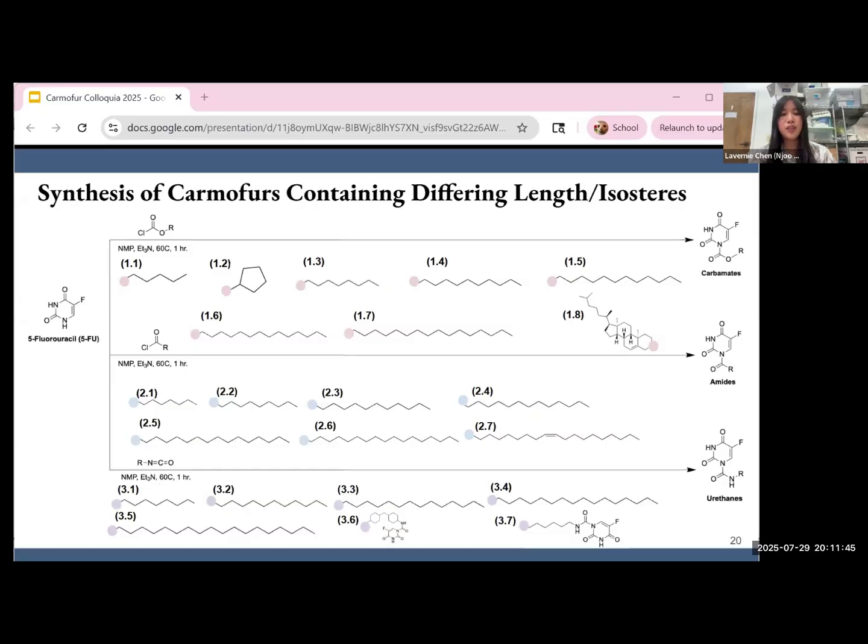So here is our full library of compounds, including the varying alkyl chains extending from 5 carbons, like 1.1 for our carbamates, to 18 carbons, as shown as 1.7 for our carbamates. As you can see here, we also have some other interesting substituents that you may not have seen before, such as the 2-headed Carmofur on the bottom and the bis-cyclohexyl analog, as well as the cholesterol carbamate, to further attempt to improve the biological activity and potency of our compounds.